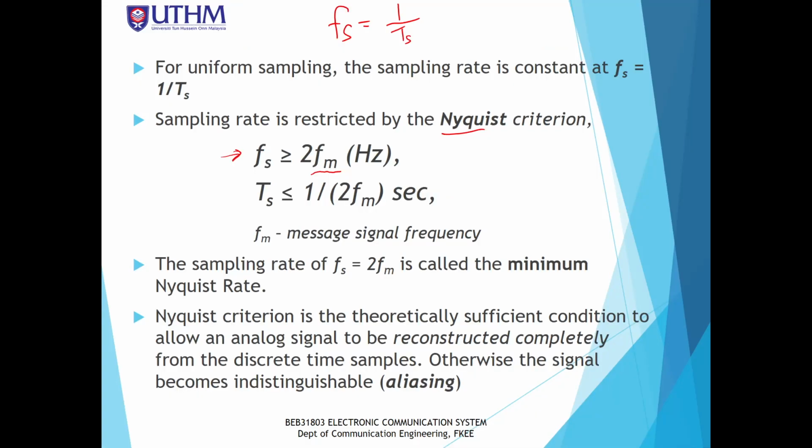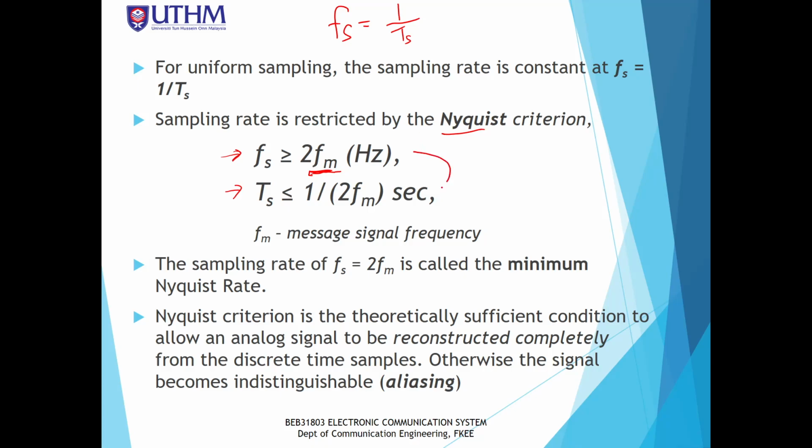Okay, according to Nyquist, the minimum sampling rate must be equal to or more than 2 times the highest modulating signal frequency. So if we have more than one input modulating signal, we should take the highest modulating signal frequency. From here we can describe the sampling time. The sample time would be equal to or less than 1 over 2 FM.